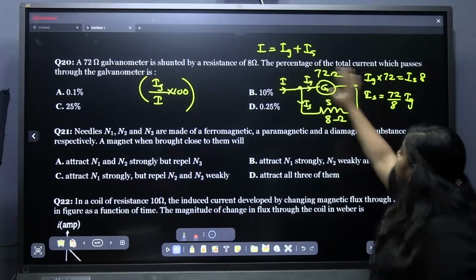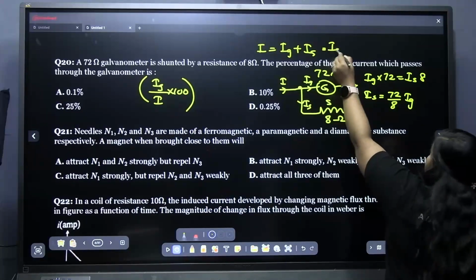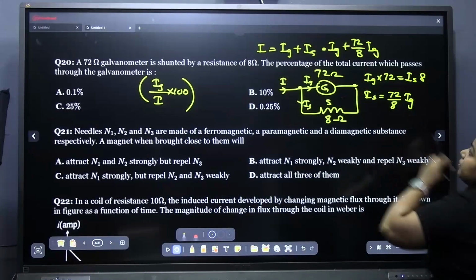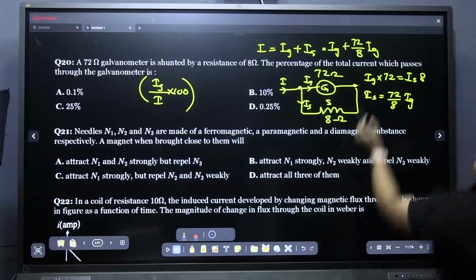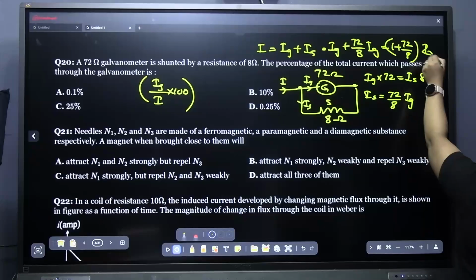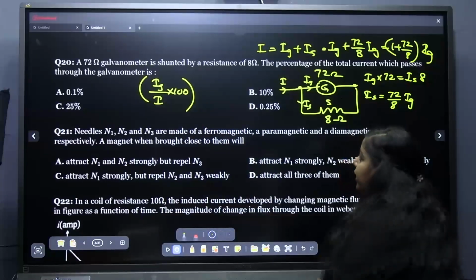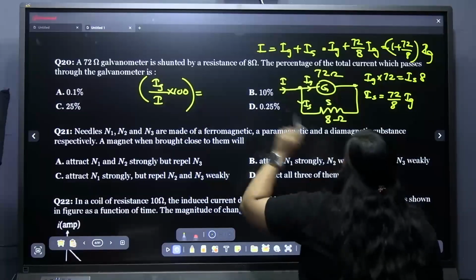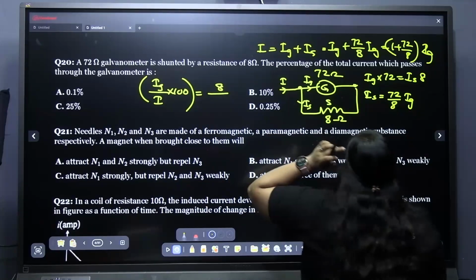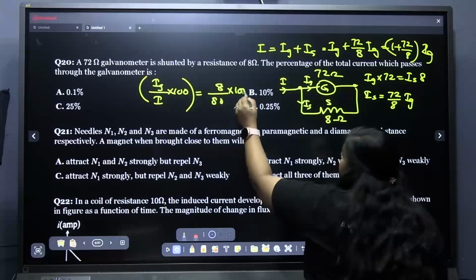Now we substitute the value of Is here and we will get Ig plus 72 by 8 Ig. We can take Ig common from this, so it will be 1 plus 72 by 8 into Ig. So if we want to get Ig by I, what we should do? Ig by I into 100 should be equal to 8 by 72 plus 8, that is 80, into 100.